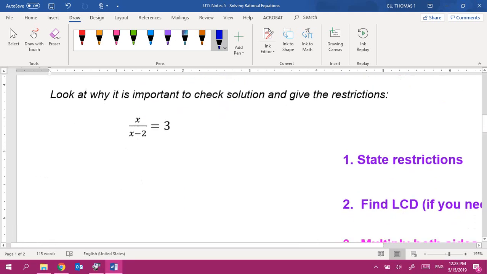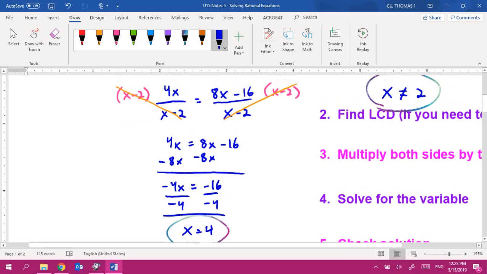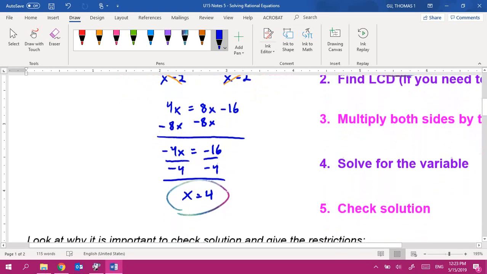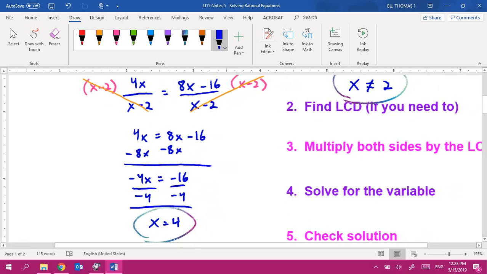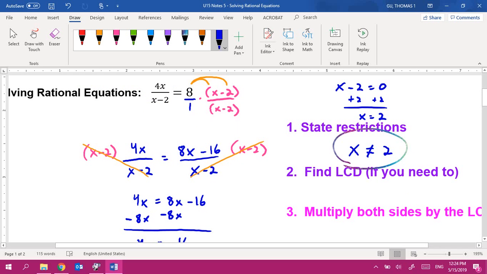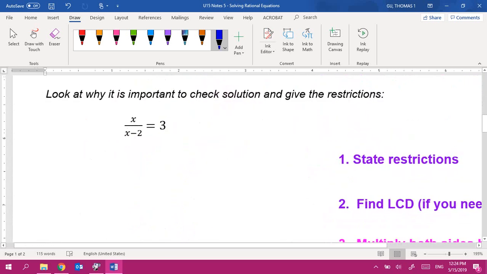Oh, the least common denominator? What are you asking? This? That's where we multiplied by x minus 2 on both sides. Yeah. All right, so the second example right here.